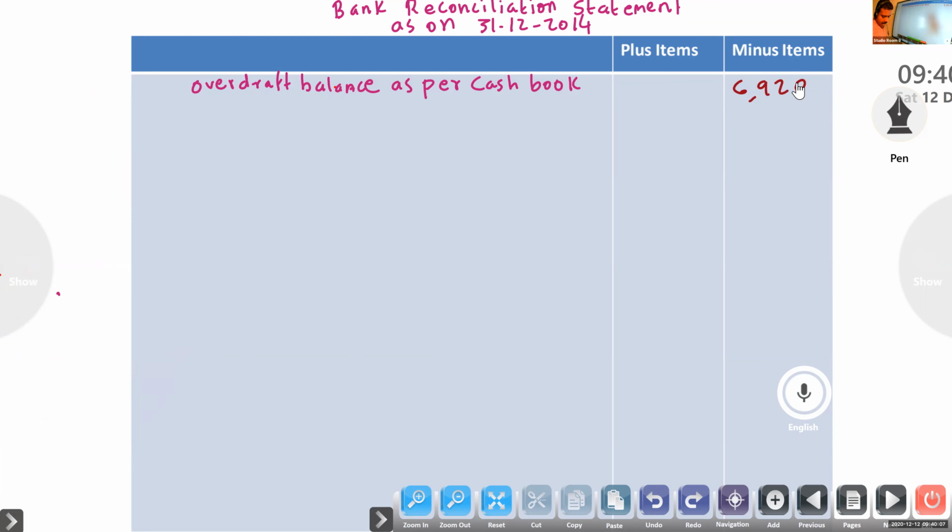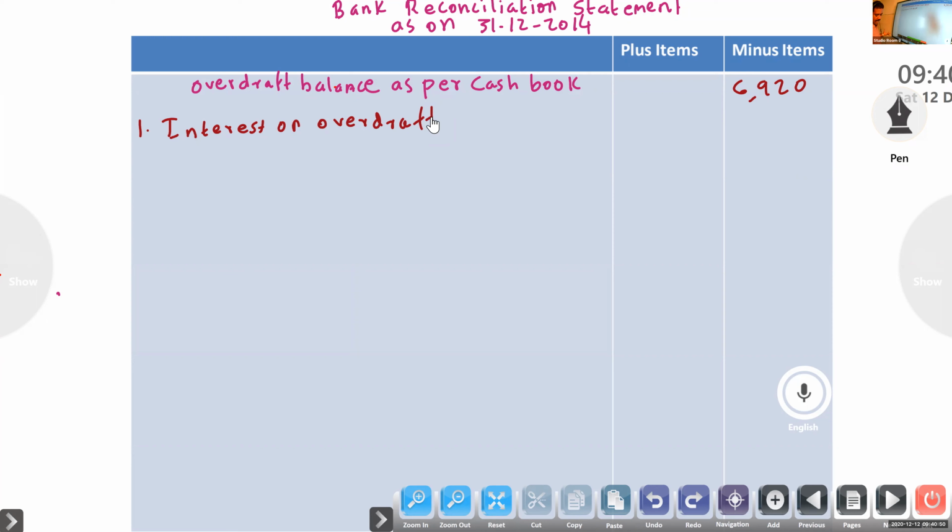Next, debited by bank on account of interest on overdraft and account of charges for collecting bill. So interest on overdraft and collecting charges together, because both have the same effect. That's why I am writing together, otherwise we can write separately.